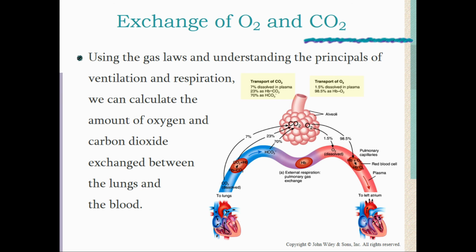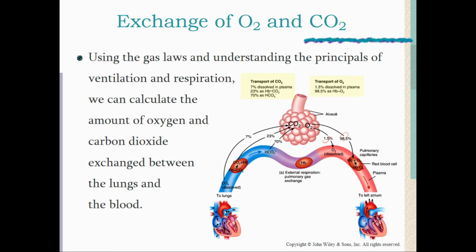Using the gas laws and understanding the principles of ventilation and respiration, we can calculate the amount of oxygen and carbon dioxide exchanged between the lungs and the blood. And you can see in this diagram, it tells you how much. About 98.5% of all of the oxygen absorbed is going to be attached to hemoglobin in the blood. The remaining 1.5% of what we absorb into our blood is going to be in plasma.